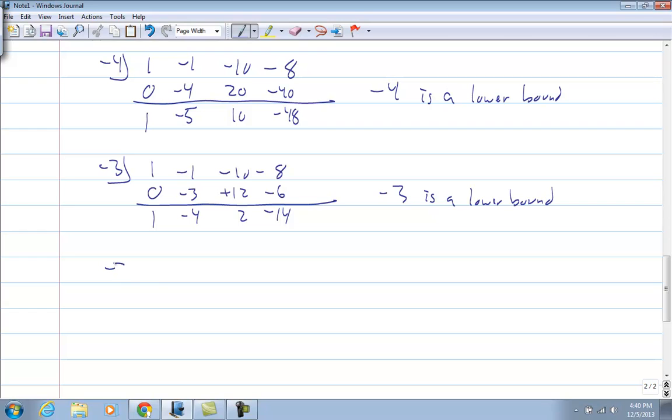Let's try negative 2. Okay, interesting here. Just double check that. 1. Negative 2 equals negative 3. Negative 2 times negative 3 is 6. Negative 10 and 6 is negative 4. Negative 2 times negative 4 is positive 8. So we get a 0 there, but this is not considered a lower bound. Okay. So with negative 2, it's not negative, not positive, but it's not negative again, so it doesn't alternate. So negative 3 is the greatest lower bound.